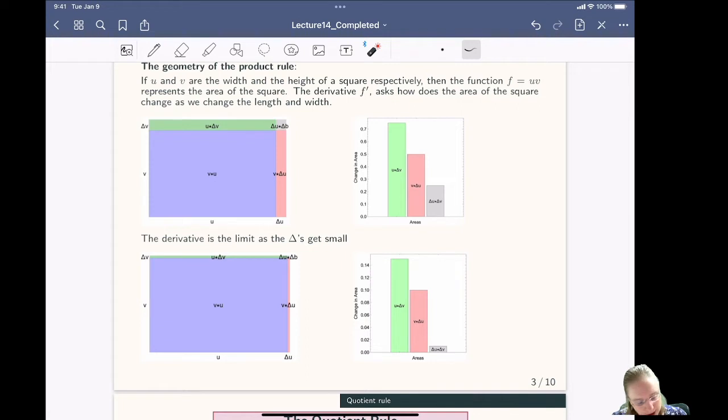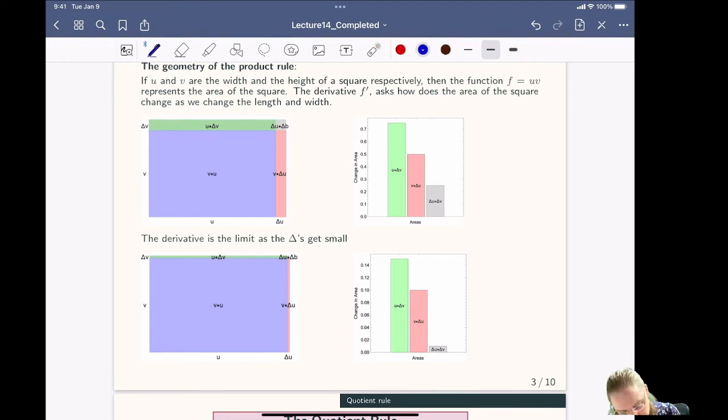All right. So if I do that, you can see that the area of this rectangle didn't change a whole lot. The area of this rectangle didn't change a whole lot, but the area of this gray component of it shrunk enormously. So as we take the limit as those deltas go to 0, which is the definition of a derivative, this gray rectangle drops out, and all we're left with is the green rectangle and the red rectangle.